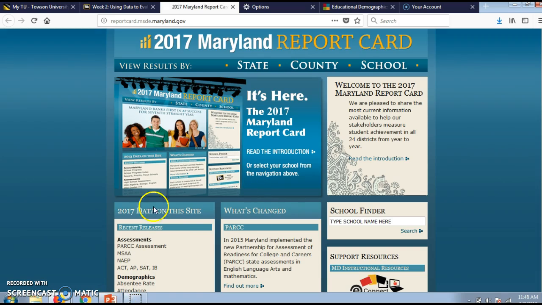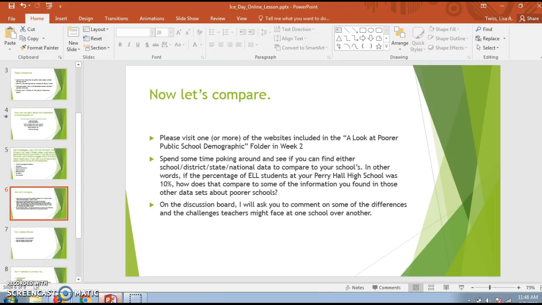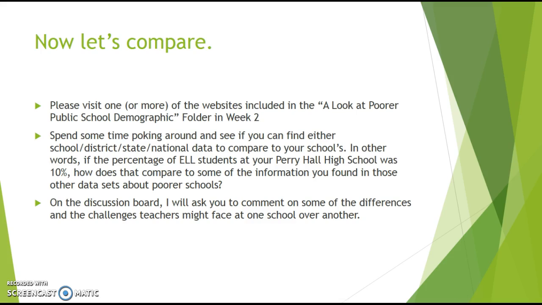So once you have written down, and I don't have any place specifically or any special template, just jot down some notes. Again, this is about exploration. So once you explore your particular Maryland school, I'm going to ask you then to go into one of the folders I created in week 2 called a Look at Poorer Public School Demographics.